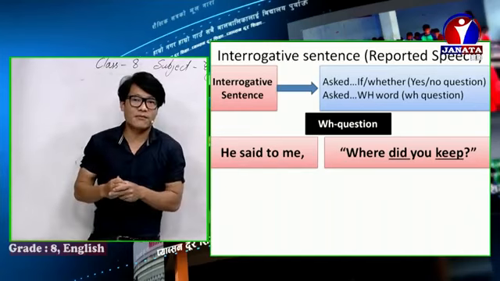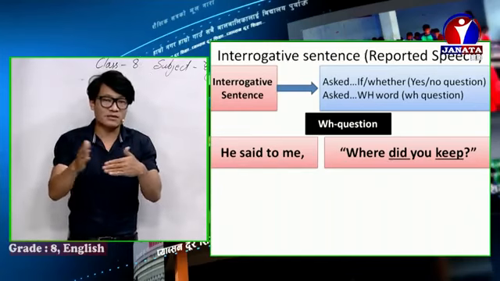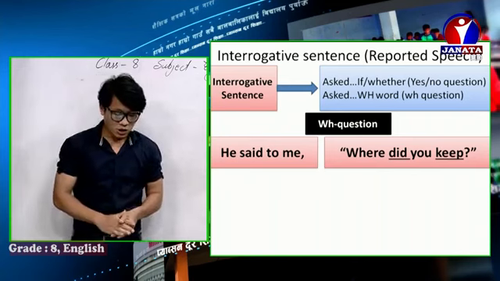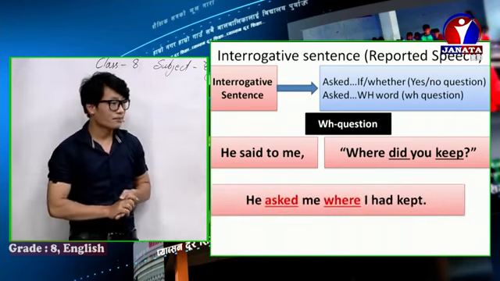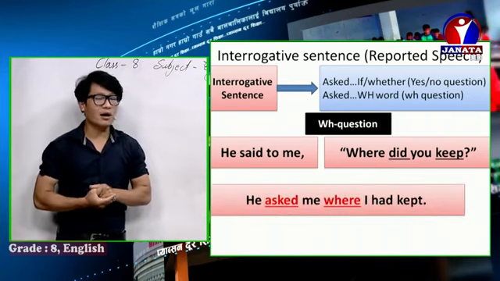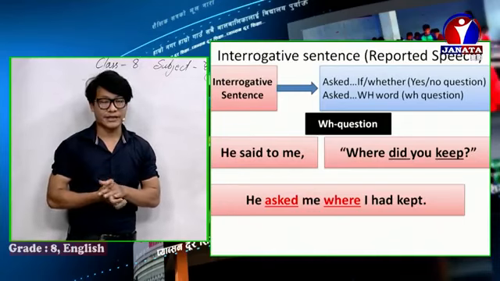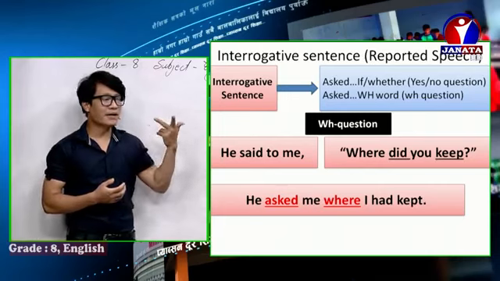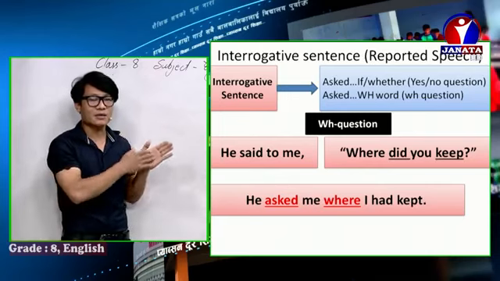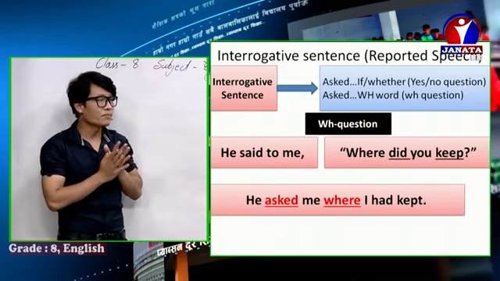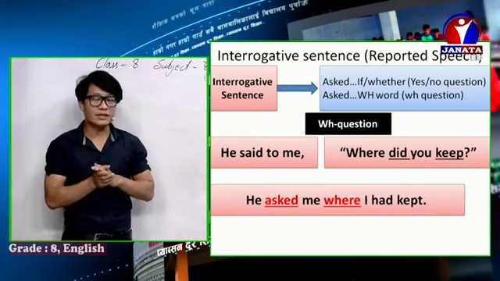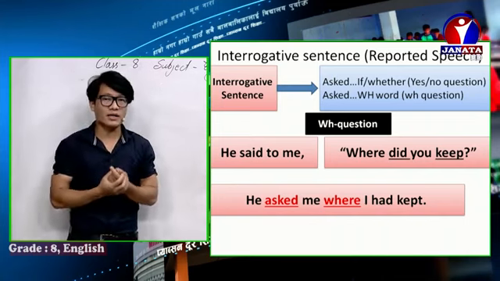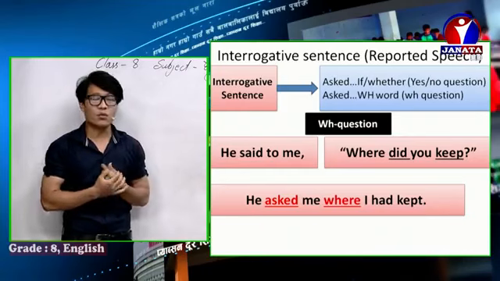So what is the past perfect structure? Had plus verb 3. Remember this. So the answer is, he asked me where I had kept. In the place of said to, there should be asked because that's a question. And me, then we need a W as a word. So the W as a word is where.